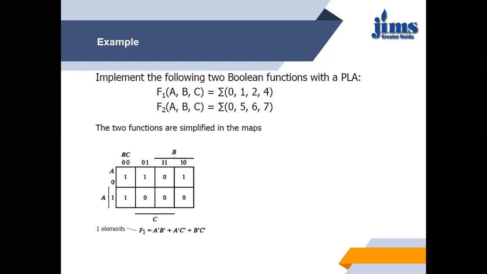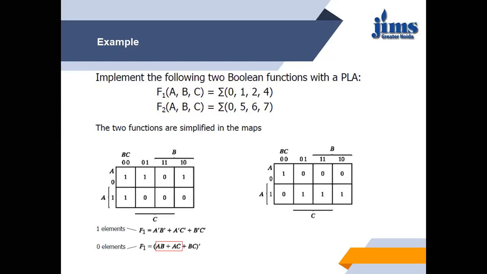Now again, when I am pairing zeros, which are the missing values, that is POS, product of sums. These are the zeros. When I pair zeros, it gives one pair, a second pair, and a third pair. It will give me the value of F1 with the zero elements, so this is your F1 bar. You have to write it as in the case of SOP and put a bar on it. Similarly, I can solve for F2 for ones and for zeros.